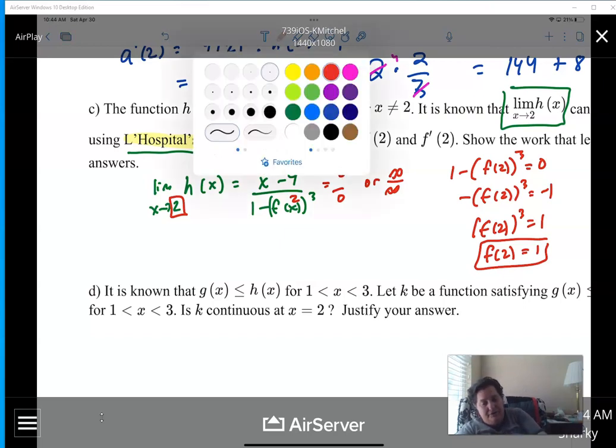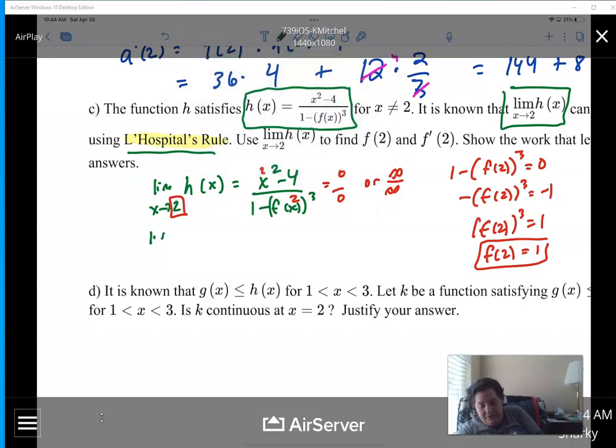Now I'm actually going to do L'Hopital's rule. Okay, so check this out. Limit as x approaches 2 of the derivative is going to be, let me start with the derivative of the top. Now the derivative of x squared minus 4 is 2x.